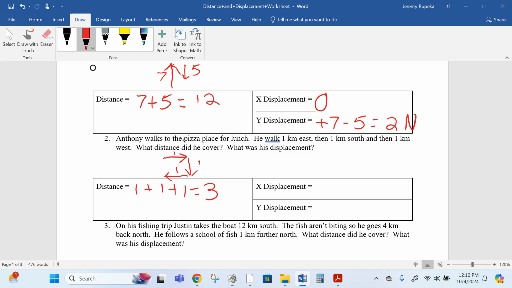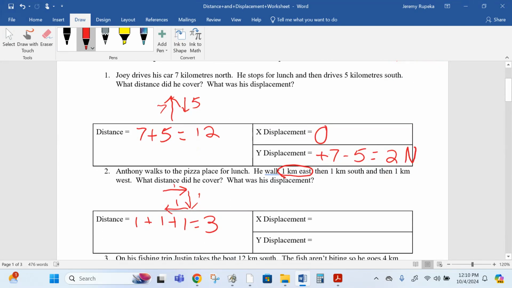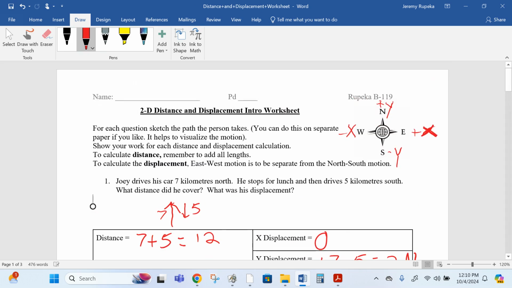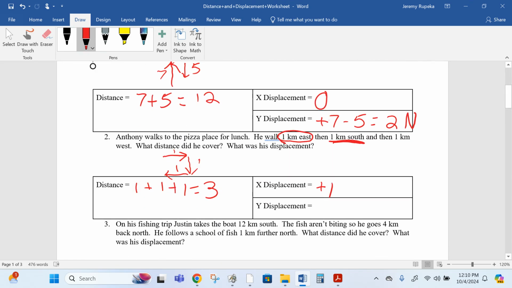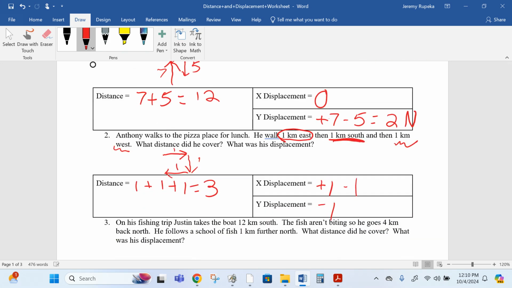As I take a look at my different vectors, 1 kilometer east. East, if I don't remember, is over here. That is positive x, so that would be a plus 1. 1 kilometer south. South is the negative y, so I'm putting in minus 1. The last one, 1 kilometer west. West is my negative value in the x, so I'm going to have a minus 1.